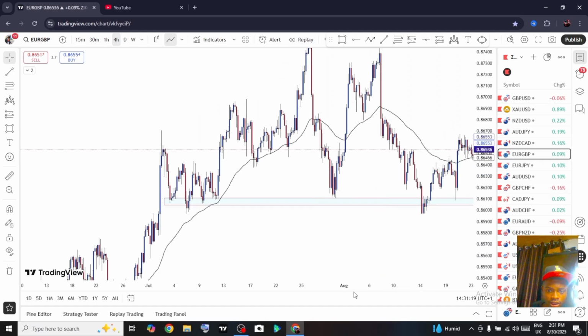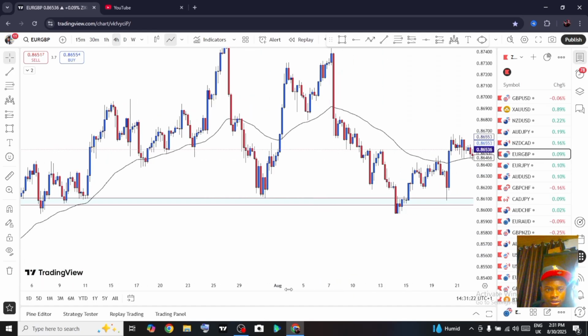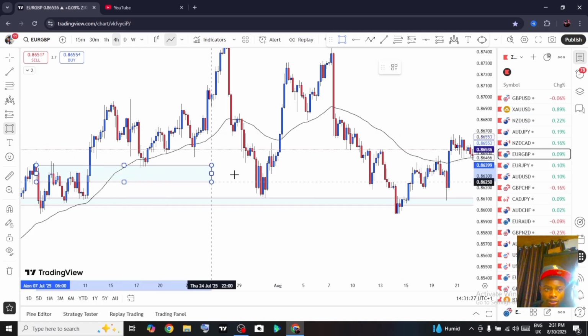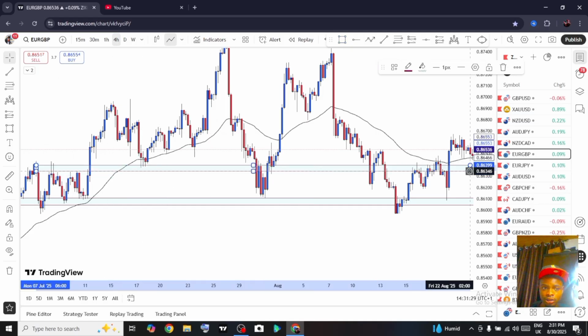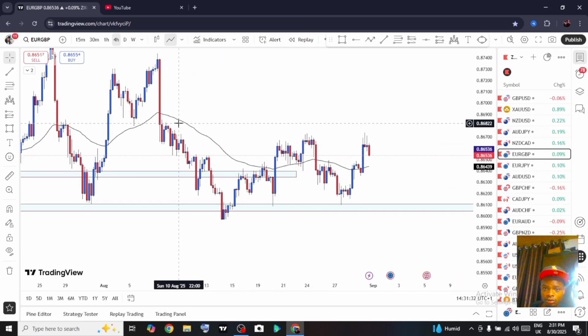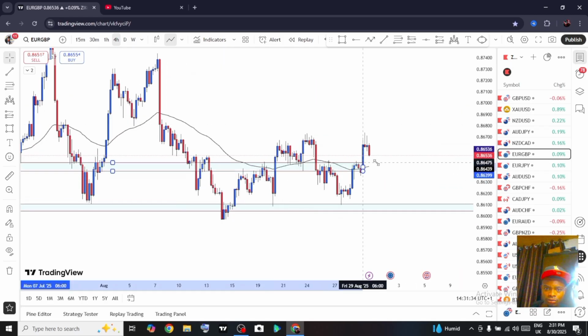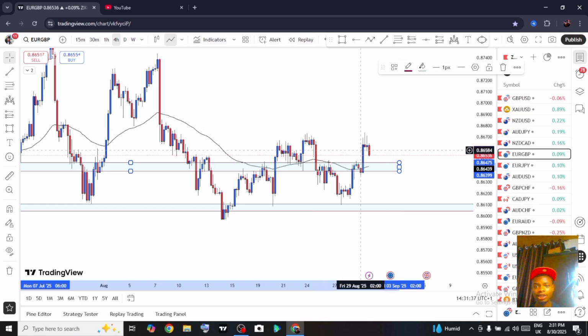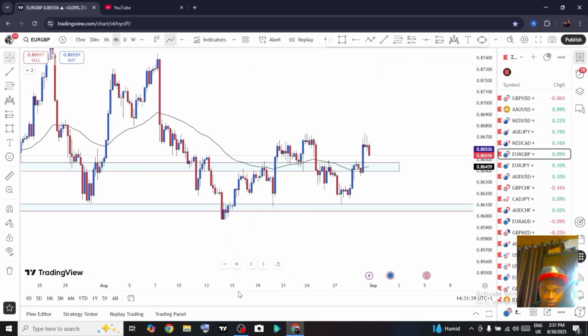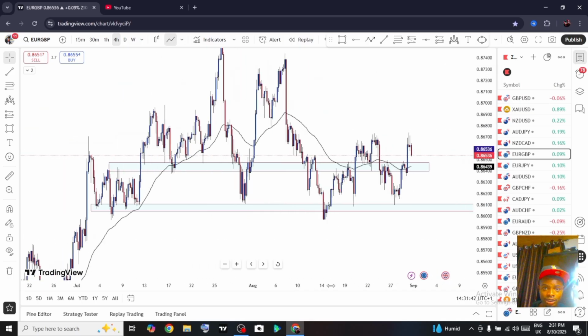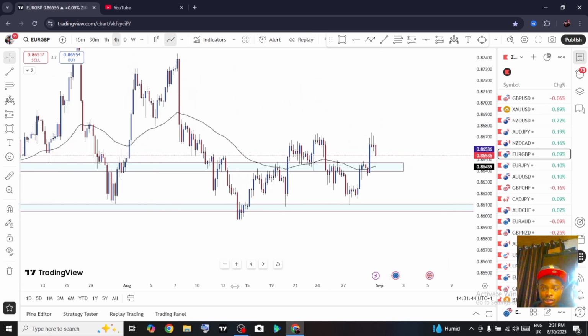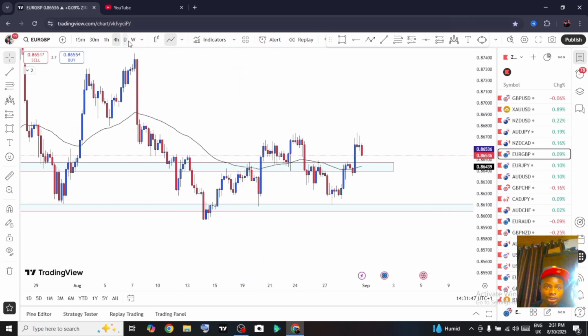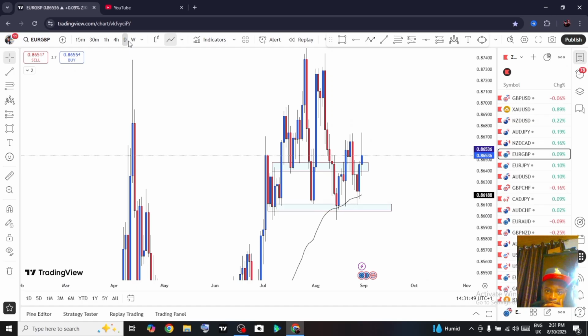I'm seeing something here. There is a minor 4-hour area of interest here that can potentially continue this bullish momentum that has been happening. So if you look at this right here, price on the 4-hour is actually bullish, right? On the daily, it's actually bearish.